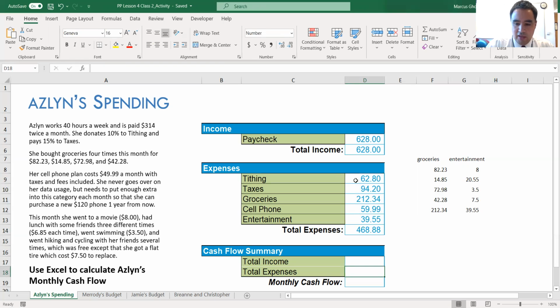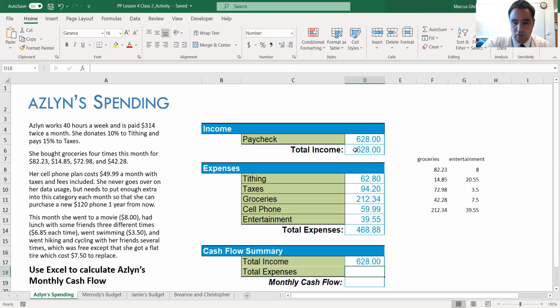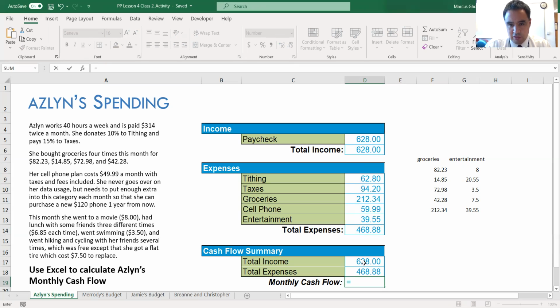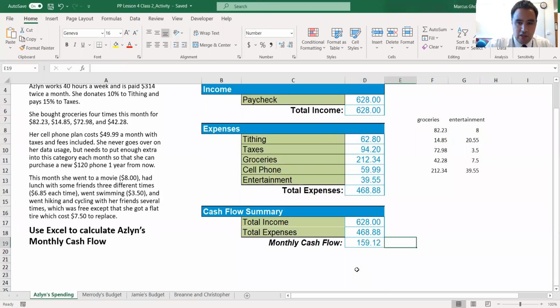It'll recognize that. And then let's use some formulas in here. Total income equals the total income, and total expenses equals the total expenses value, and her monthly cash flow is the difference between that. So she has that much money coming in, and that much is flowing out, and so the balance comes out to $159.12, if I did that right. So that is her monthly cash flow. That's what she has coming into her savings account.